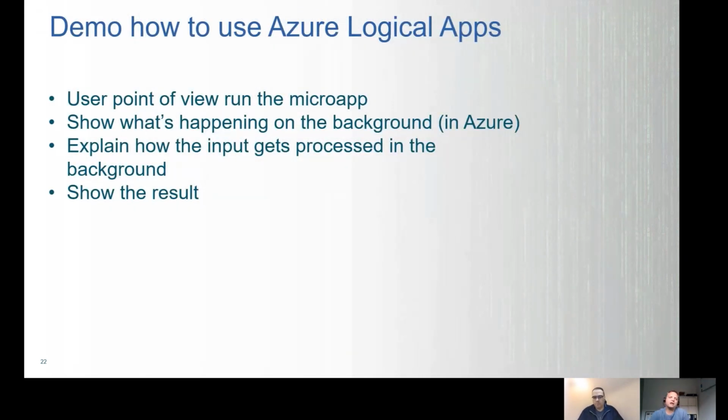So we're going to show you how to use Azure Logic Apps to connect your application that doesn't have a native API to Microapps, Citrix Microapps. First we're going to show you the user point of view of running the Microapp, then we're going to show what's happening in the background in Azure. So explain how the input gets processed and show the result.